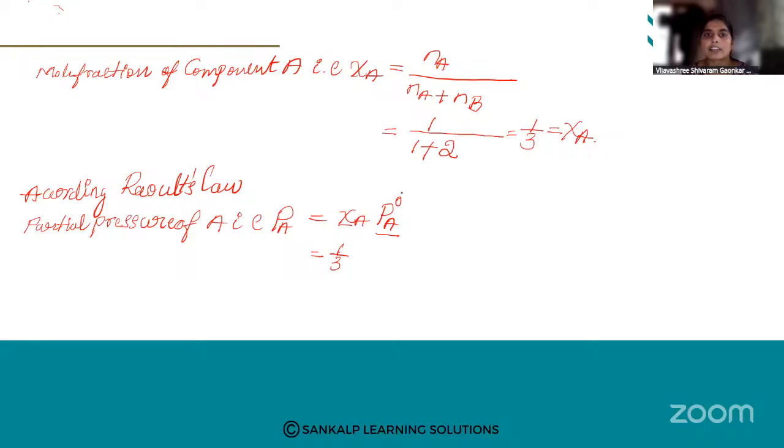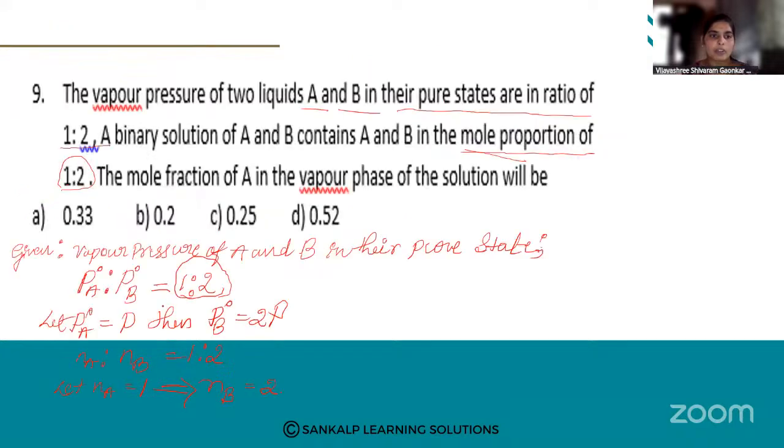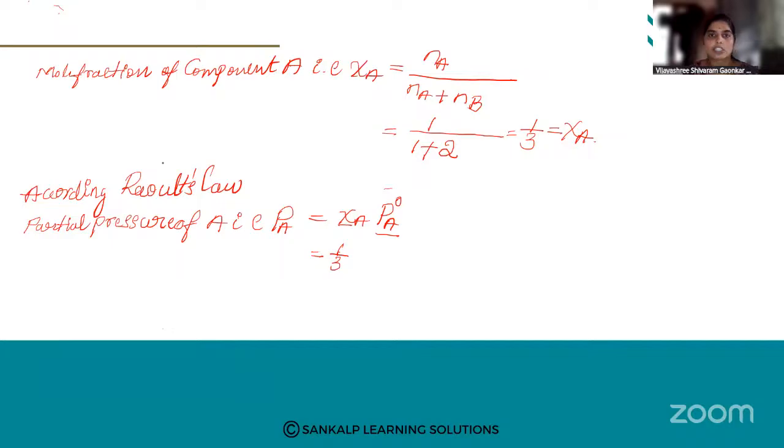P naught A means how much? It was given in the ratio 1:2, look here, P naught A means how much? It is P. We have taken P naught A as P, right? So just substitute that. P naught A means P. It can be written as P by 3.